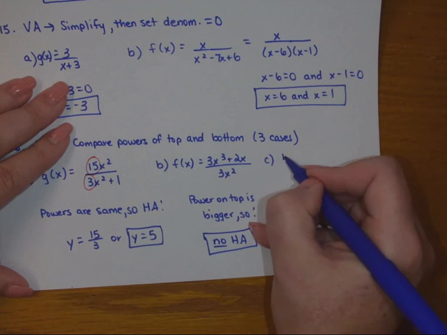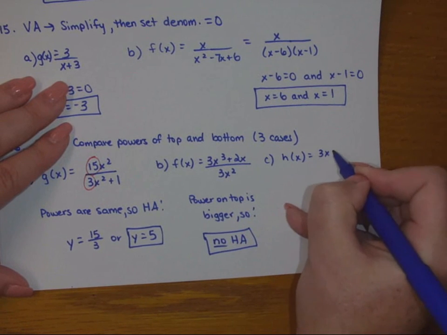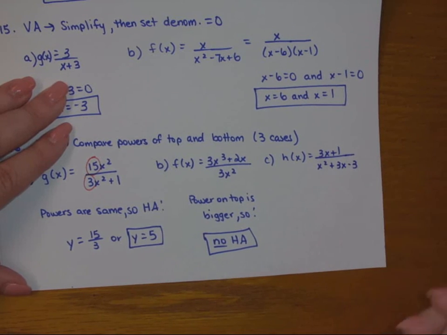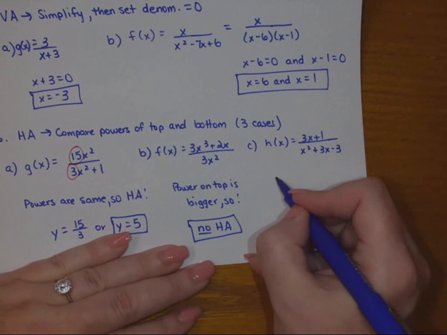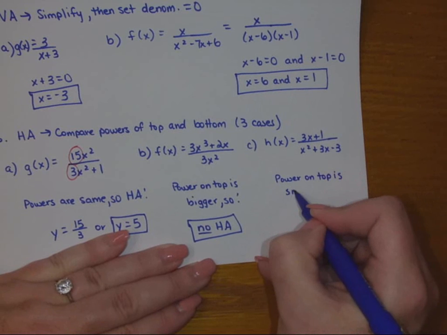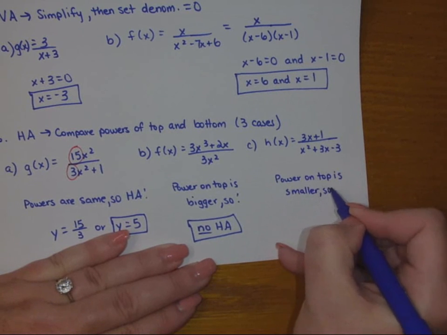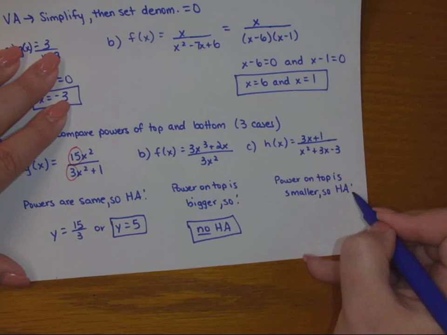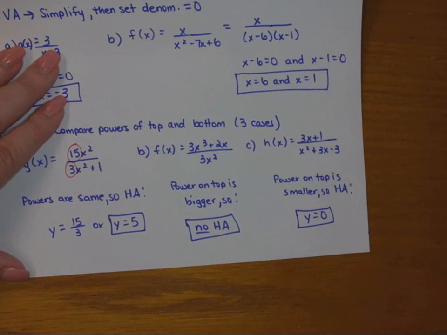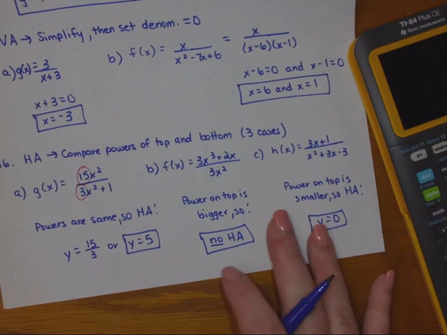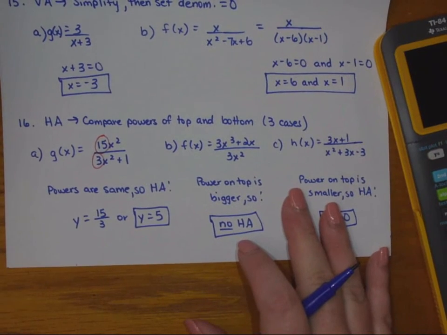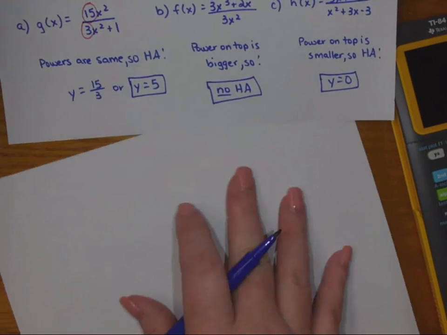And then last but not least, you can probably guess which case this is going to be, since it looks like there's 3 cases and there's 3 problems. Doesn't always work that way though. So notice that the power on top is smaller. So the horizontal asymptote is going to be y equals 0. And on test 2, I might ask you to not only provide me the horizontal asymptote, but give me a brief reason as to why you said that. And your brief reason would be something like this, just a quick sentence saying why you chose the horizontal asymptote that you did.